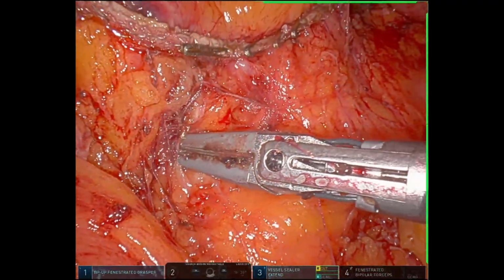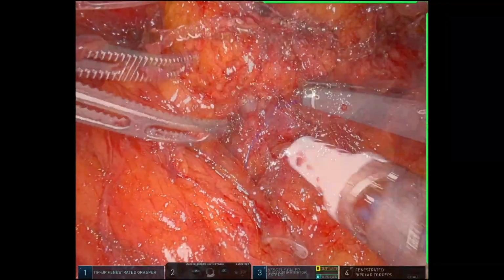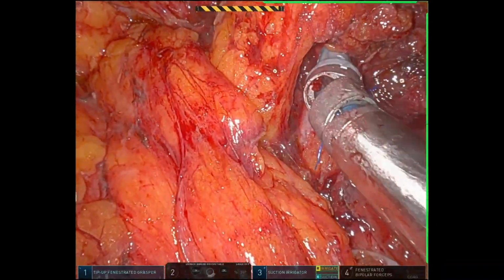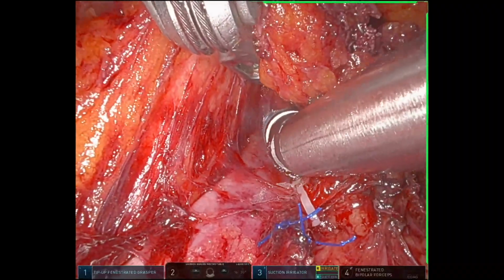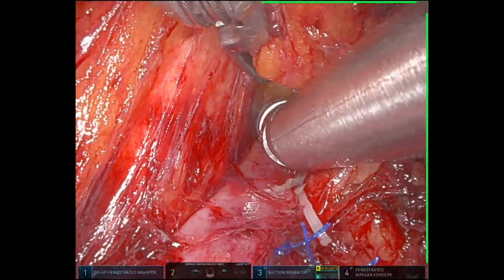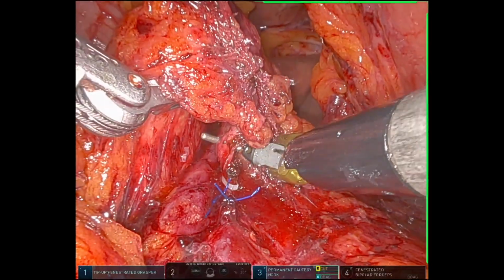The pancreatic neck was further mobilized. Additional retropancreatic tunneling was performed and an umbilical tape was placed to provide circumferential control and elevation of the gland. Dissection was carried toward the superior mesenteric vein portal vein confluence.